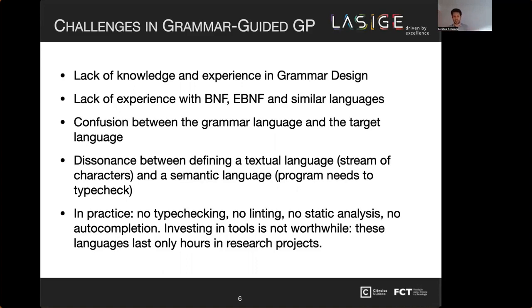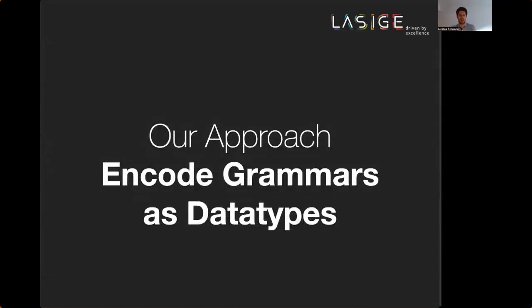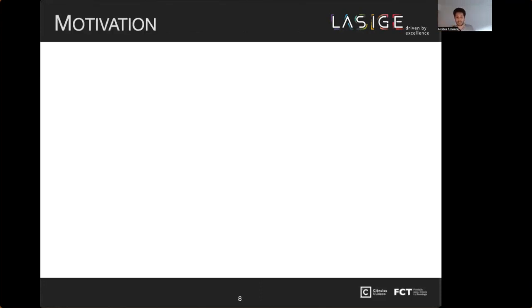And in practice, there are no tools for this. So when they design this, they just have the support for BNF, which is almost none. They don't have support for the target language while they're designing their grammars. And this is the main problem in practice. So our approach is actually to not use grammars for the user, we use them internally, but rather we propose to use data types.